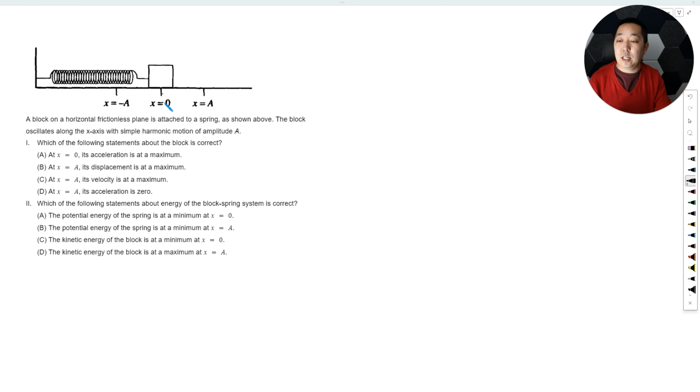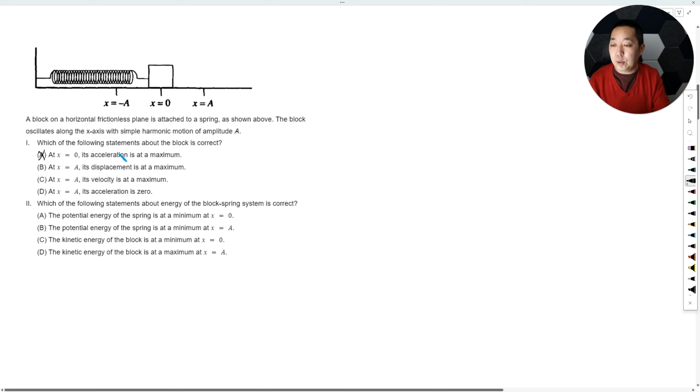At x equals 0, the acceleration is maximum. So if I want to know about the acceleration, I want to know about the force. At this point, horizontally, there's no force because the spring is at its relaxed length here. So this is wrong because the F net is 0, which implies the acceleration is 0.